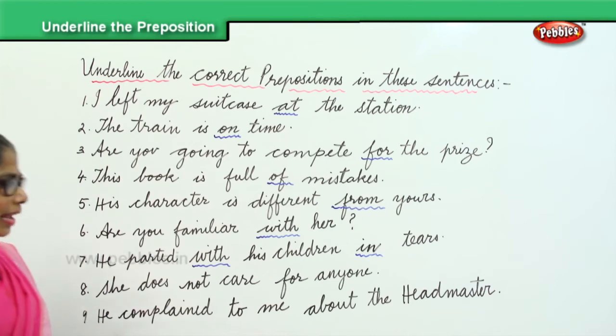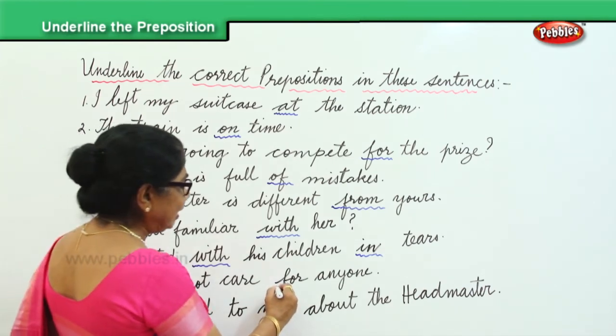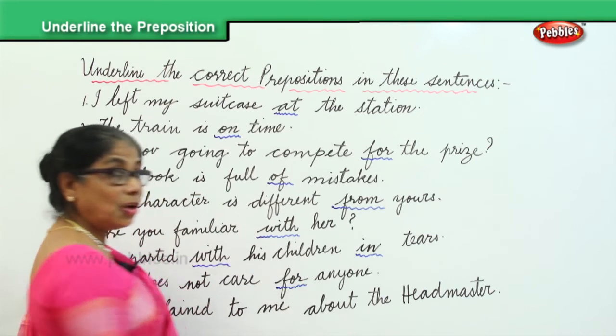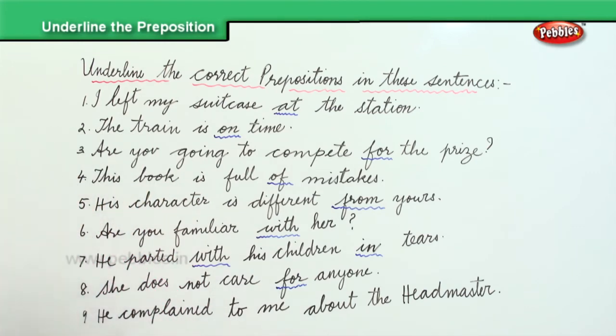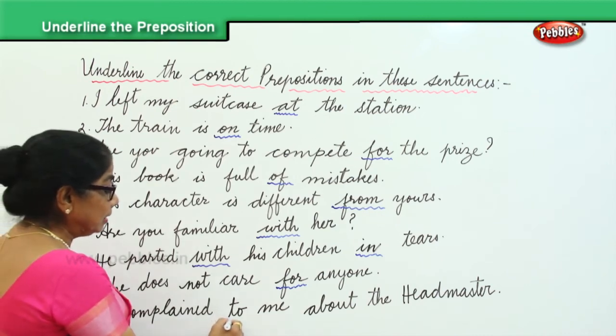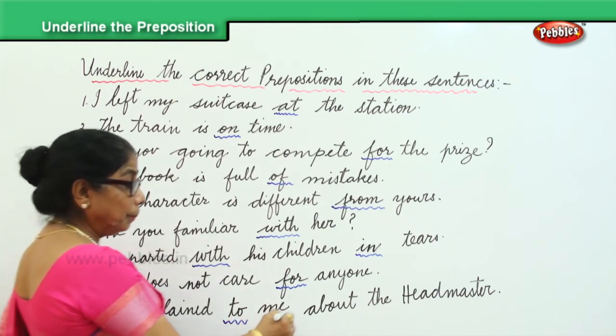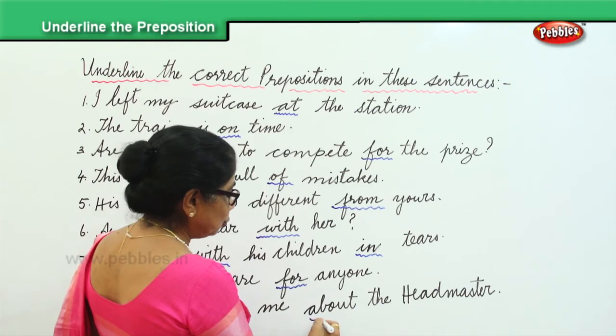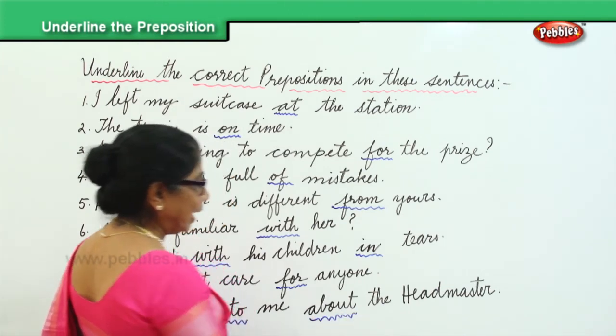She does not care for anyone. He complained to me about the headmaster. The first preposition here is to, and the second is about. To and about.